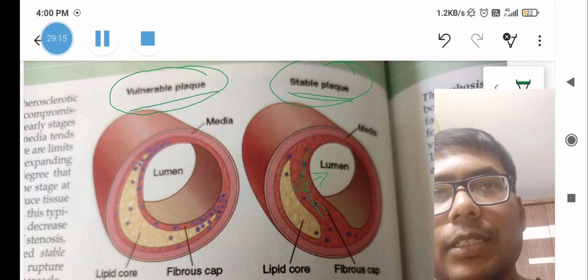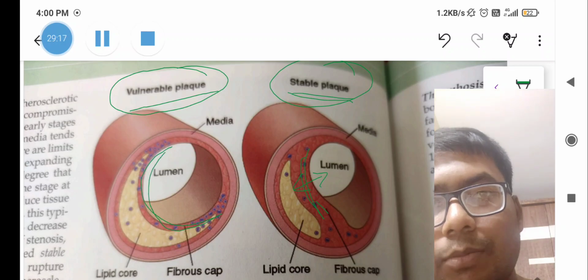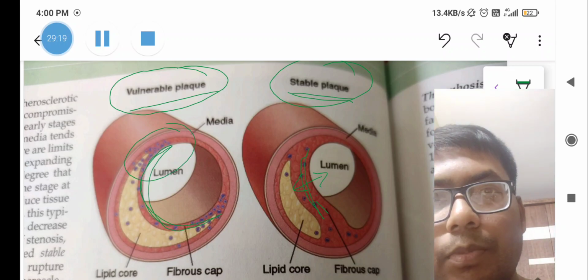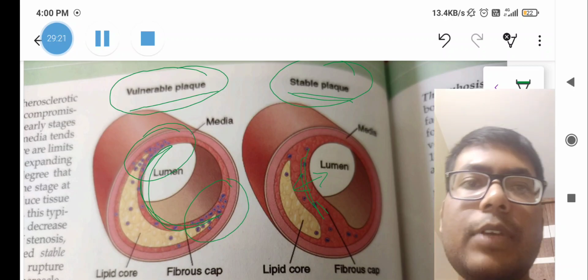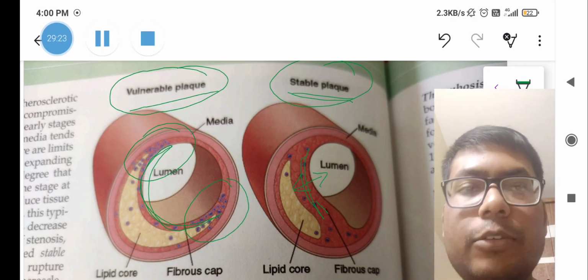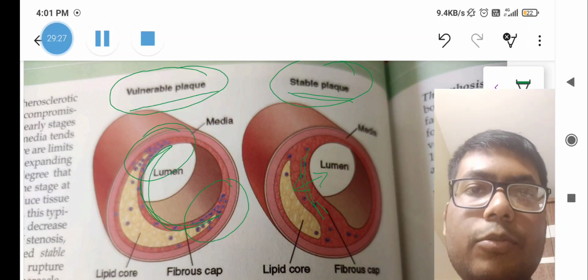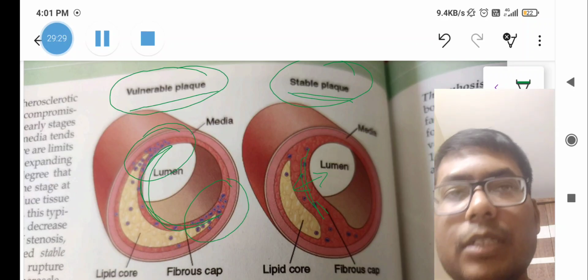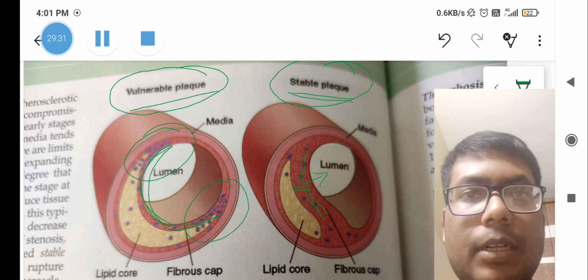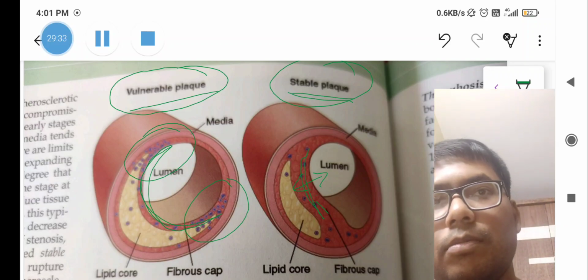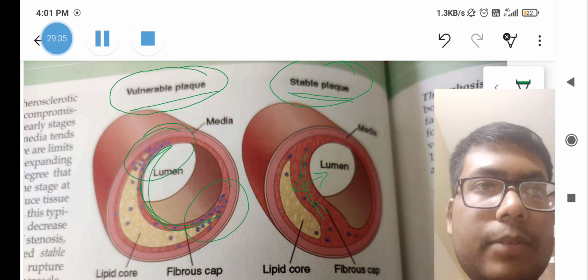And if it is more thin, and there is more and more presence of inflammatory cells like neutrophils or macrophages, so there is more chance that the plaque will rupture after some time. So this is called the vulnerable type of plaque.